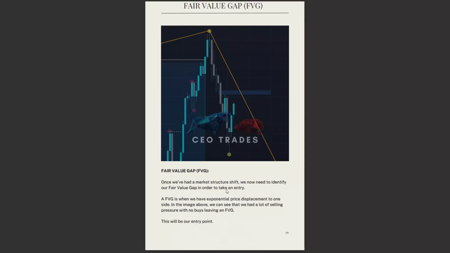A fair value gap is when we have exponential price displacement to one side. As you can see in the image above, we had a lot of selling pressure with no buys, leaving this fair value gap where there was displacement of price right here. That is what we would use as our fair value gap, and this will also be our entry point.